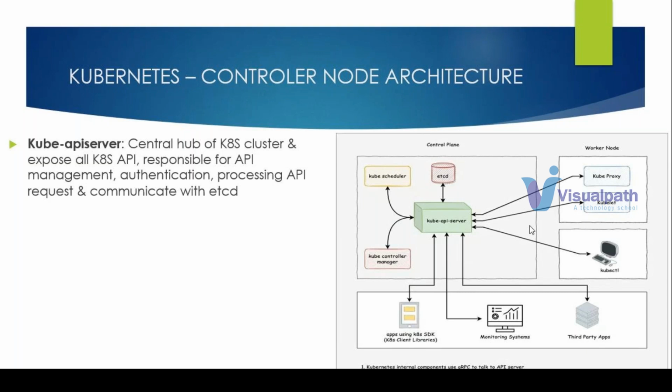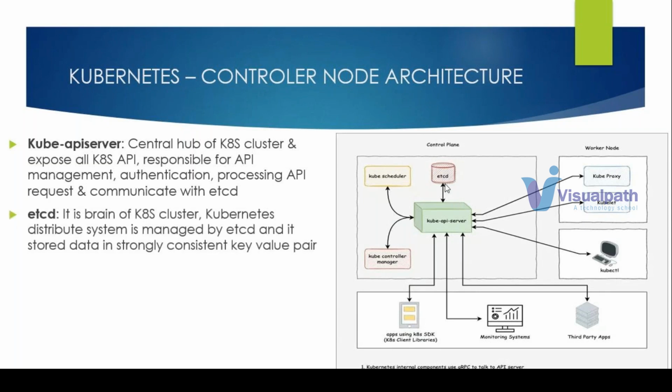Okay, so API server is responsible for API management, authentication, processing of APIs, and the direct bi-way communication with etcd. Etcd is the brain of the Kubernetes cluster. It manages the whole operation of the distributed system, and it stores the data in key value pairs.